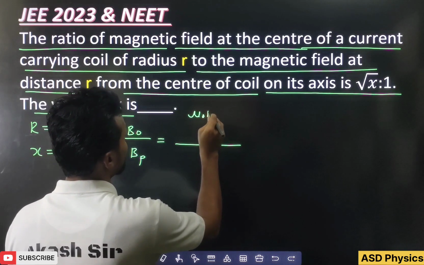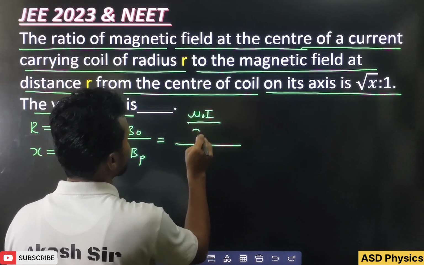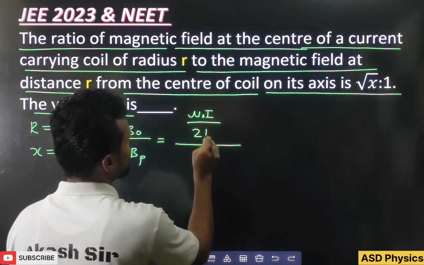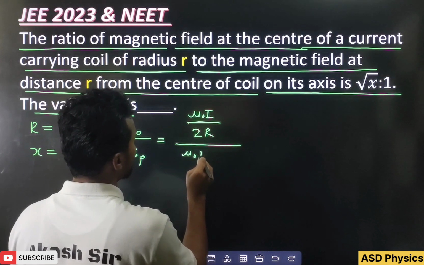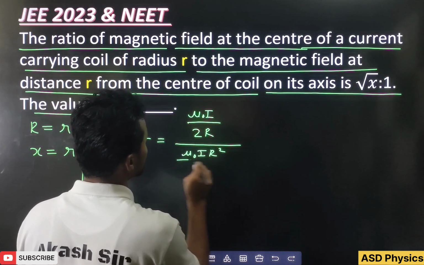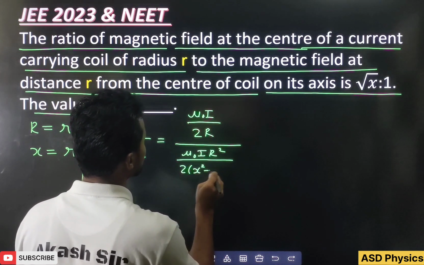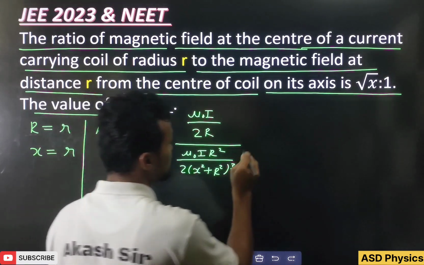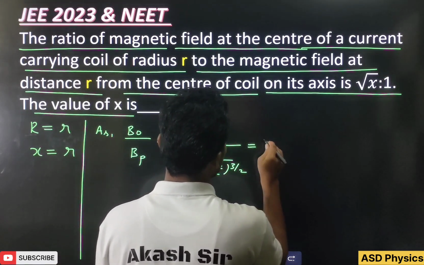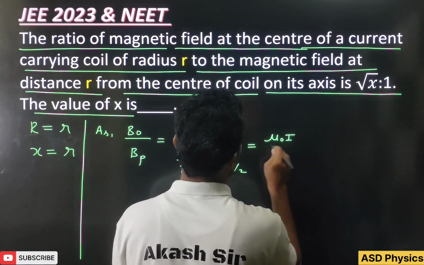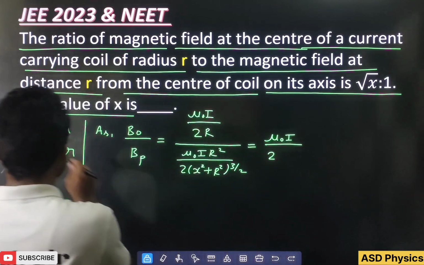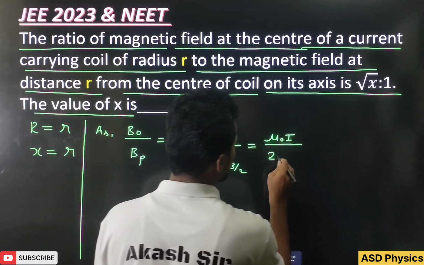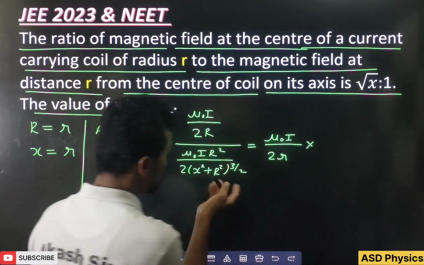See here, first I will write the formula. B naught is mu naught I by 2r. And the formula for BP is mu naught I r square by 2 times x square plus r square to the power 3 by 2. This is the formula. After that, I'll write mu naught I by 2. What is the capital R value? Small r here. So I'll write small r, and this will become reversed.